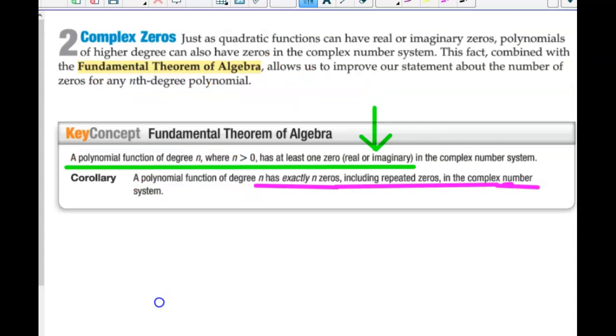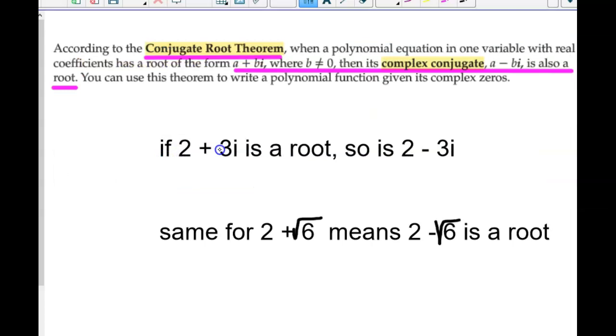Complex zeros. Just as quadratic functions can have real or imaginary solutions, polynomials can also have zeros that are complex. The fundamental theorem of algebra just tells you that whatever the degree is, that's how many zeros it should have. They might be real, they might be real but irrational, and they might be non-real or complex imaginary zeros. But that tells you the total of the zeros.